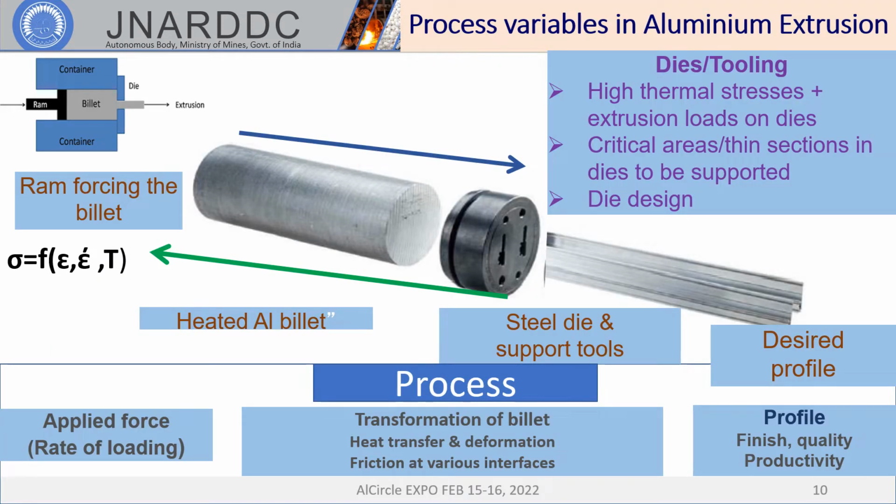Aluminum extrusion is a thermomechanical process where strain, strain rate and temperature are major process variables. The finish, quality and productivity of profile depends on efficient operation of process variables. Billet is transformed into the final product by application of large amount of forces and heat. Heat transfer and deformation friction at various interfaces influence product quality.